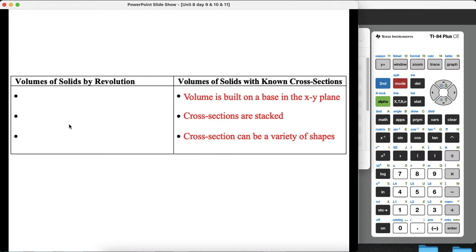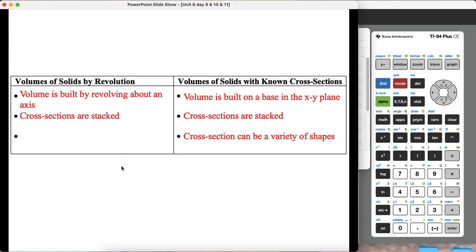When we talk about solids of revolution, the volume is built by revolving about an axis. In that particular problem, we could equate it by having 4 quarter circles stuck together. Instead of using a known cross section, we can just say, I've rotated it all the way around that axis, the x-axis, and I've completed that rotation, so I have a cross section now of a complete circle. The cross sections are still stacked. Those circles were still going from 0 to 4, but they are in fact circles.